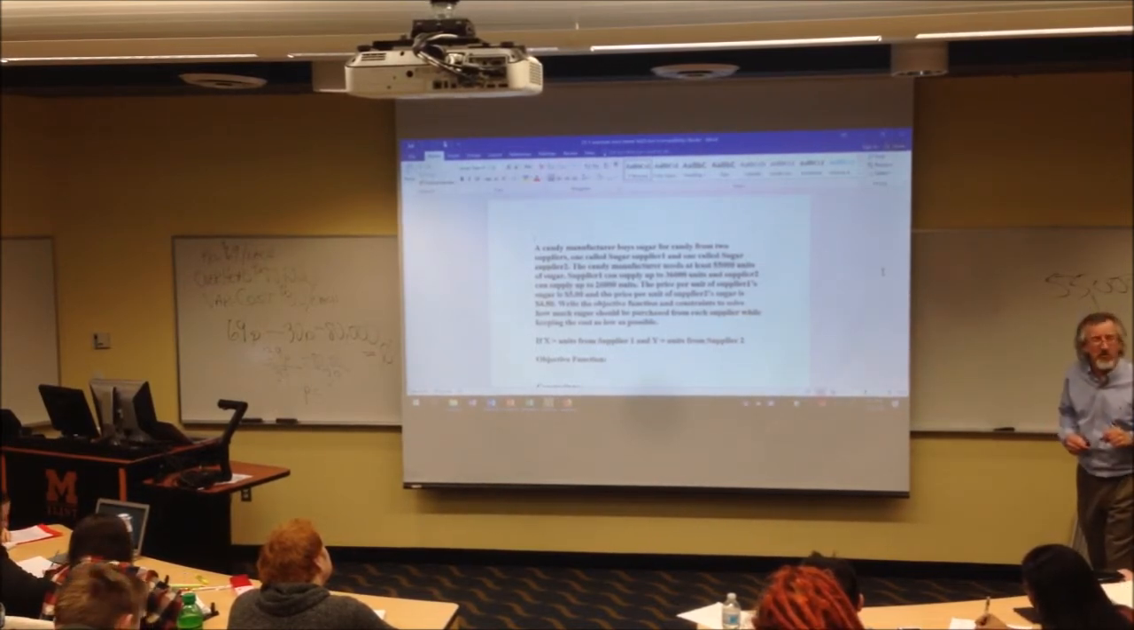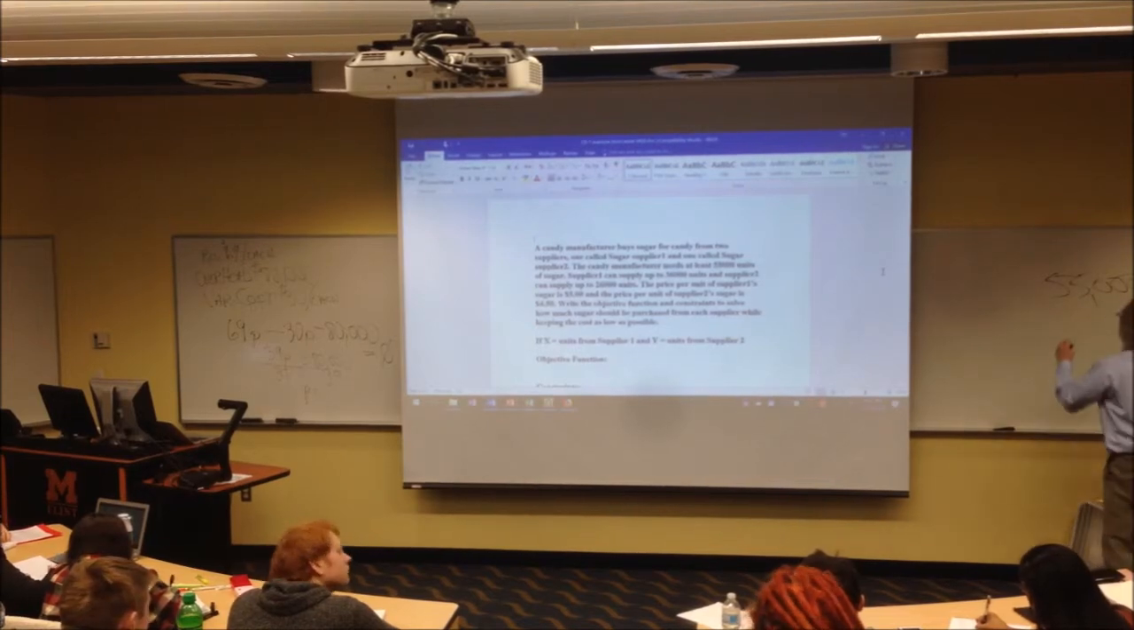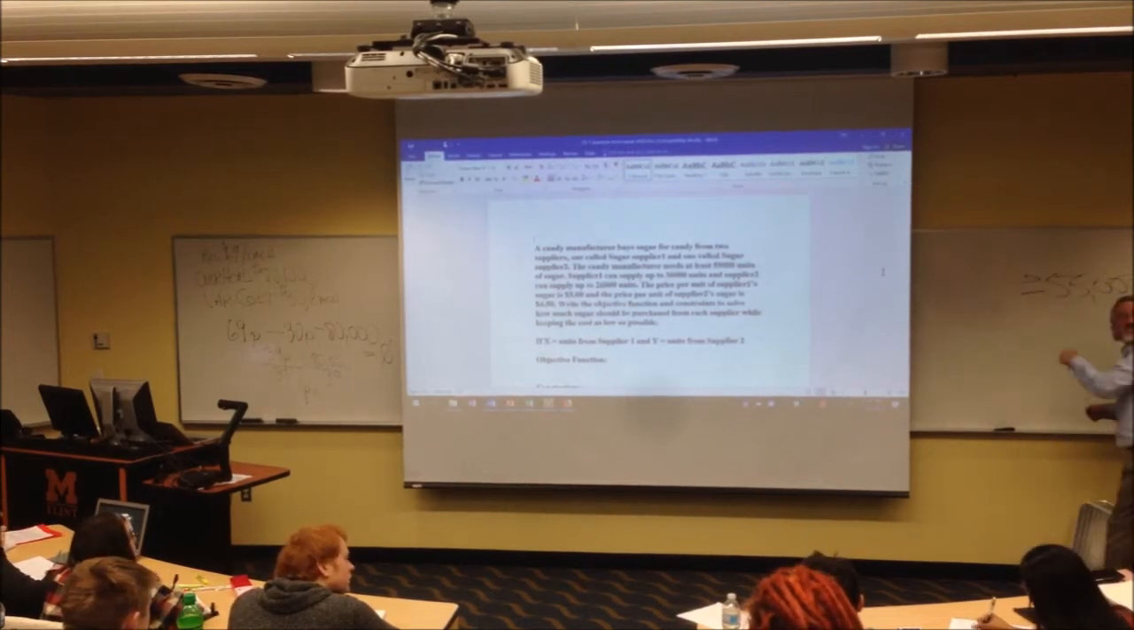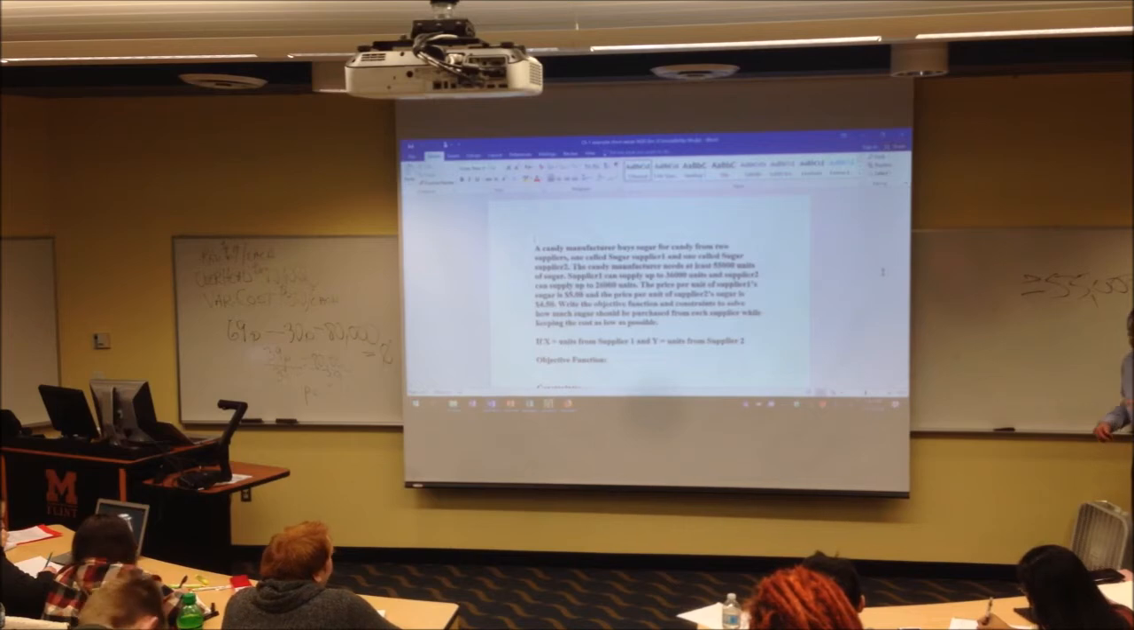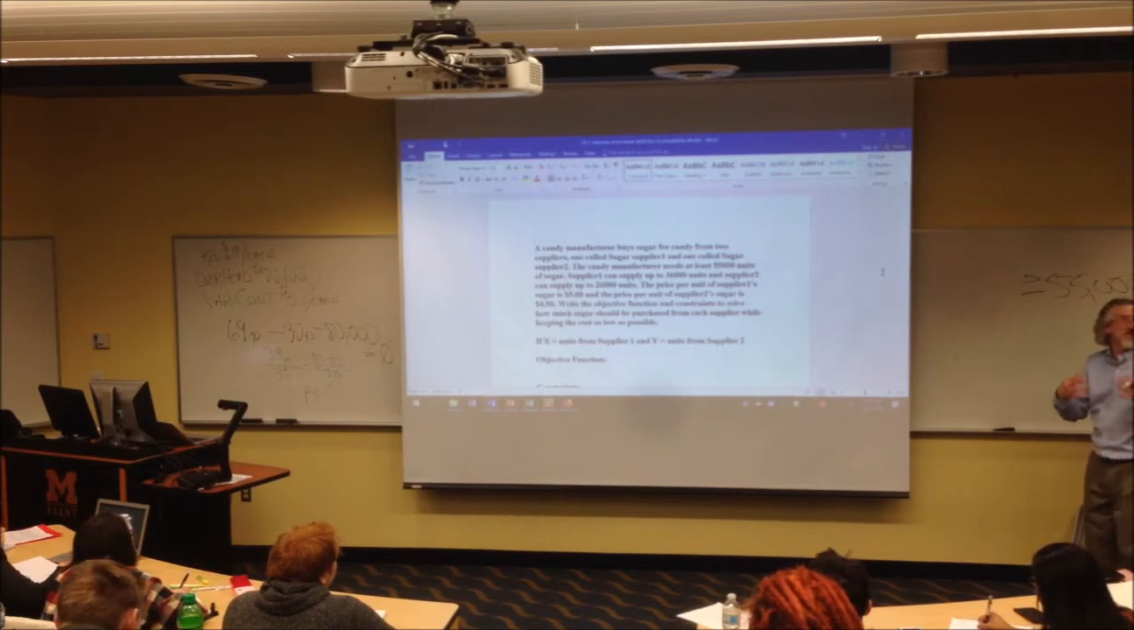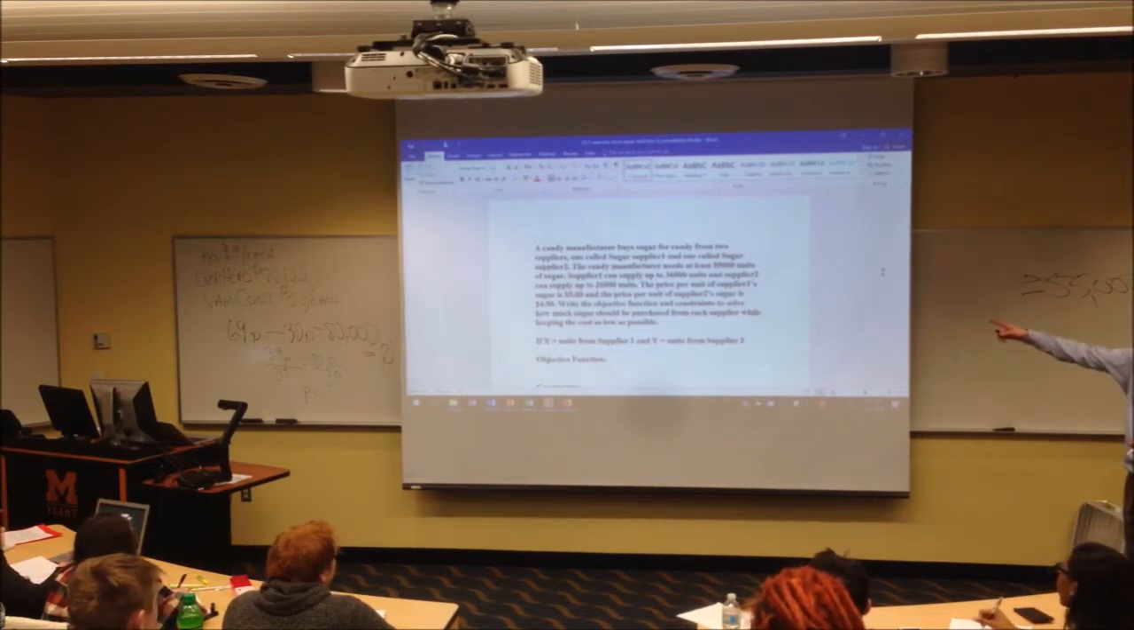Less than equal, greater than equal, or equal? Greater than equal, because it says at least 55,000 units. You jump all over the right side of these as you're reading it, it just makes it so much easier. The way, at least for me, is how I used to do it.